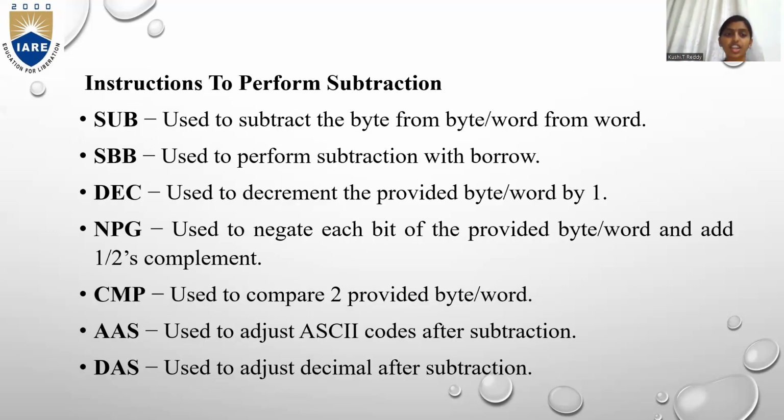Instructions to perform subtraction. SUB is used to subtract the byte from byte or word from word. SBB is used to perform subtraction with borrow. DEC is used to decrement the provided byte or word by 1. NEG is used to negate each byte of the provided data, byte or word, and adds one's or two's complement. CMP is used to compare two provided data. AAS is used to adjust ASCII codes after subtraction. DAS is used to adjust decimals after subtraction.